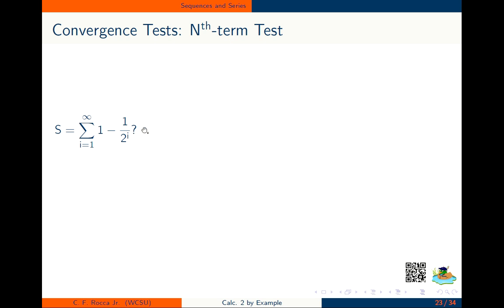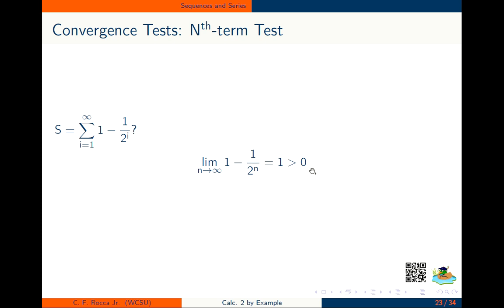So here is our infinite series, and we're going to focus on the terms in that series. We're going to focus on the 1 minus 1 over 2 to the i, and we're going to take the limit of that as n goes to infinity. Okay. As n goes to infinity, 1 minus 1 over 2 to the n is going to be 1, because the 1 doesn't change as n goes to infinity, and 1 over 2 to the n goes to 0 because the numerator stays the same and the denominator grows larger and larger. Okay. That limit is greater than 0.